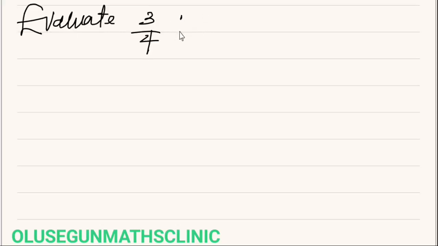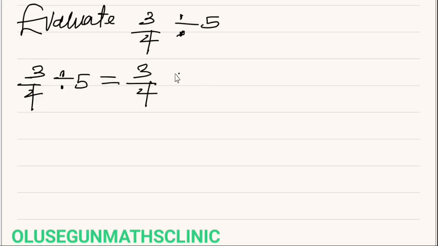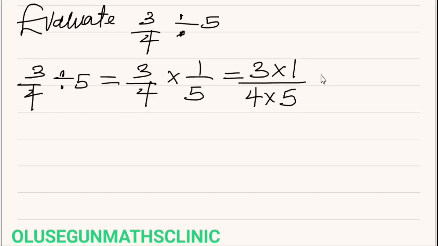evaluate 3 over 4 divided by 5. So in solving a question like this, we have 3 over 4 divided by 5 will be 3 over 4 times 1 over 5, which is equal to 3 times 1 over 4 times 5, which will be equal to 3 over 20.